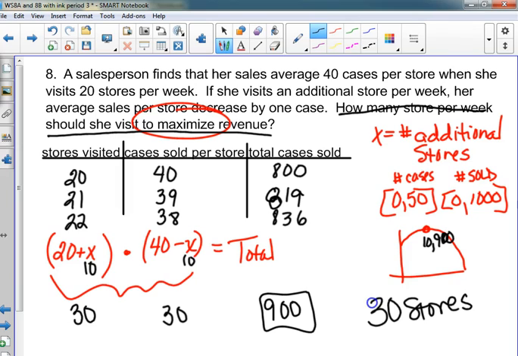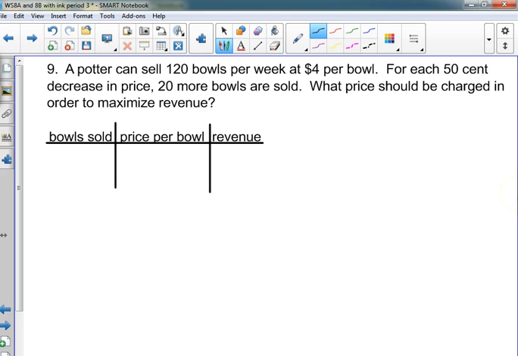I'm not going to write a full sentence just because I'm out of room. Now, I was really nice on the quiz. I put something like total number of stores to visit to help you remember that you have to add it back on, okay? Just giving you a hint. All right, let's try number 9.